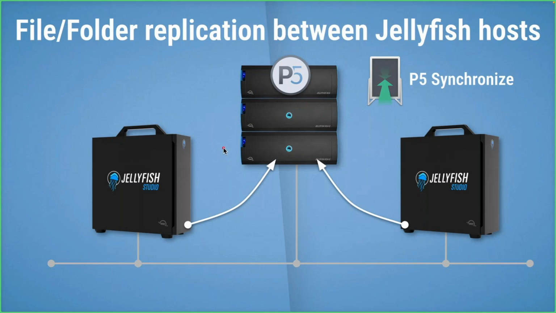So, these units are going out on a set, coming back, and then you could use P5 Synchronize to do an automatic replication of that data back to a central point, and then you could even maybe wipe those and go task them with some new job on a different set.